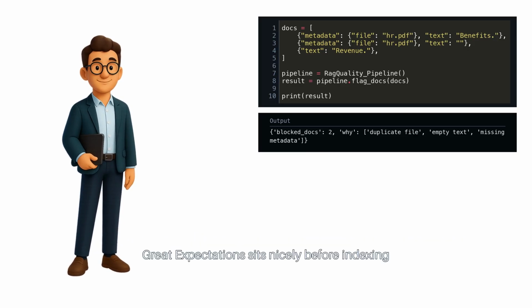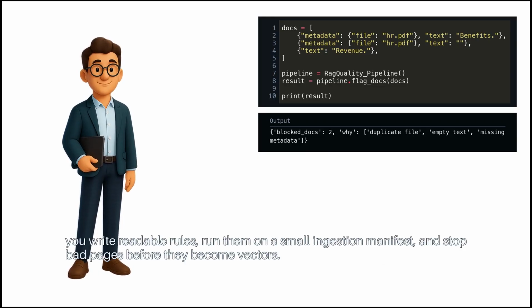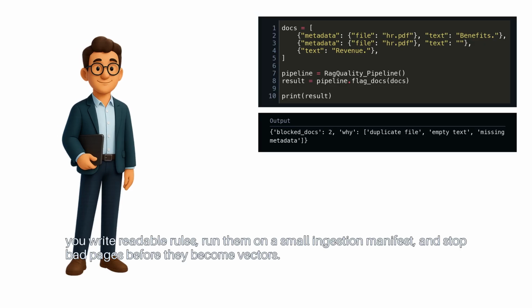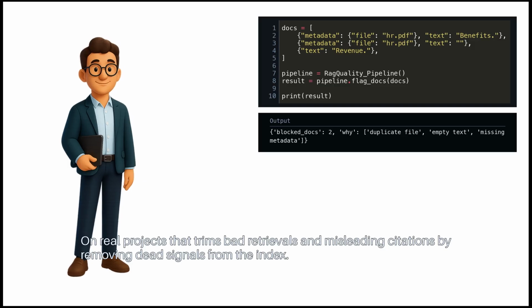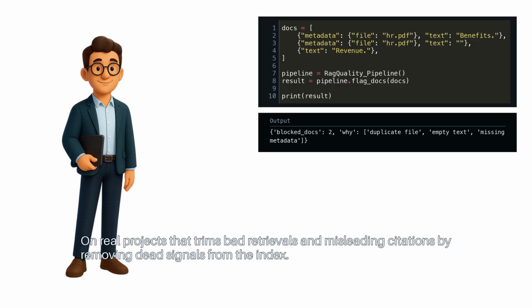Great Expectations sits nicely before indexing. You write readable rules, run them on a small ingestion manifest, and stop bad pages before they become vectors. On real projects that trims bad retrievals and misleading citations by removing dead signals from the index.